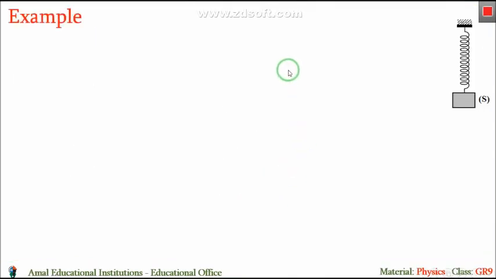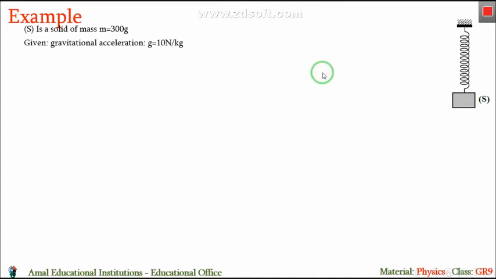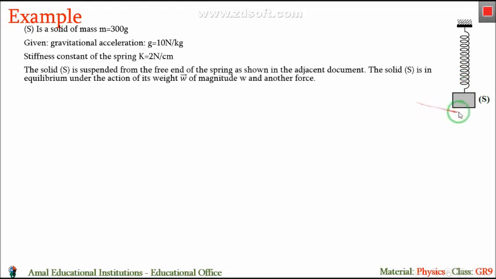Finally, we are going to solve a simple example about Hooke's law. Given a solid S of mass 300 gram, given that the gravitational acceleration g is equal to 10 Newton per kilogram, and the stiffness constant of the spring is equal to 2 Newton per centimeter. The solid S is suspended from the free end of the spring as shown in the adjacent document. The solid S is in equilibrium under the action of its weight, W vector of magnitude W, and another force. The first question: give the name of the other force exerted on S.